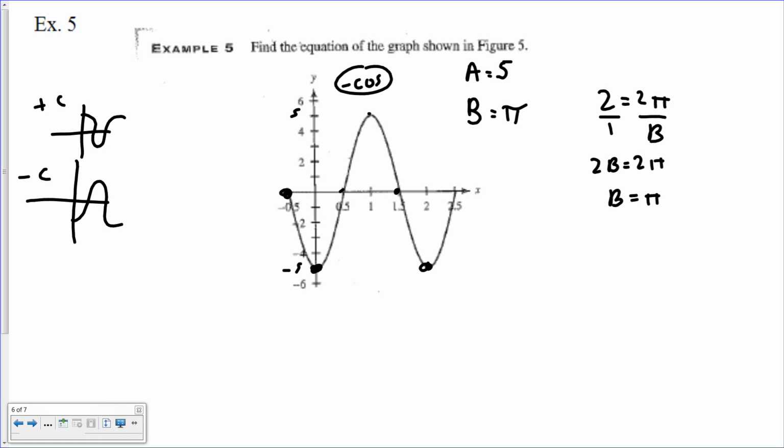Then I want to see, is there a K? No, there's no vertical shift. I'm done. So I'm just going to write down y is equal to negative 5 cosine pi x.